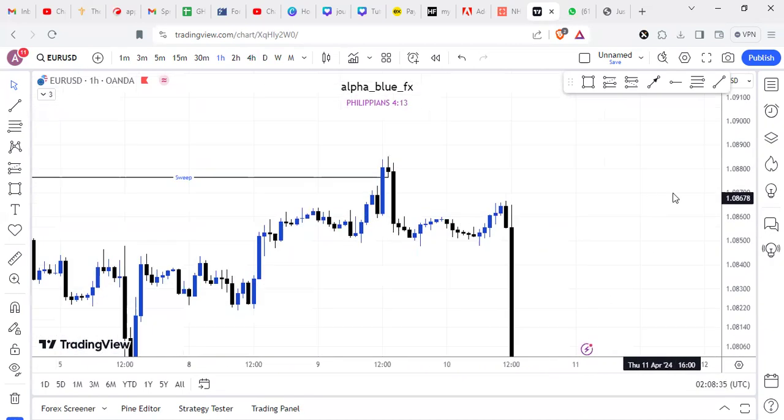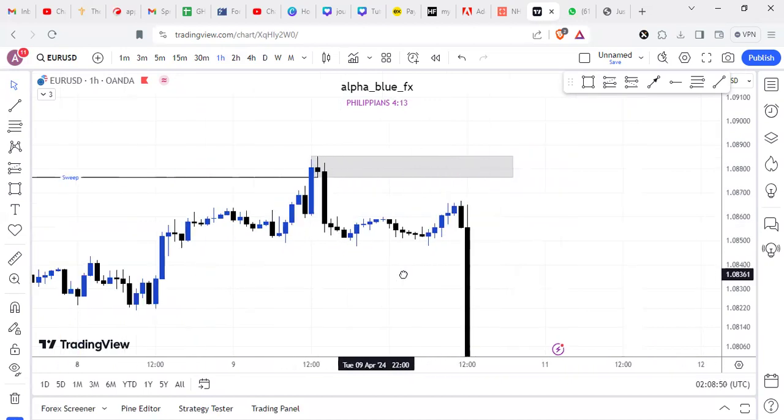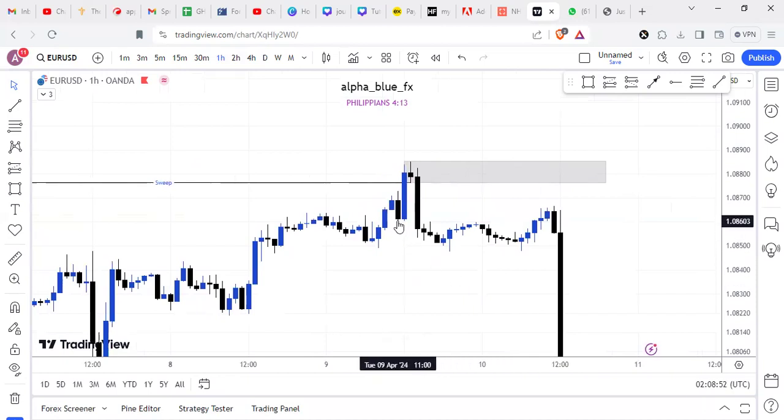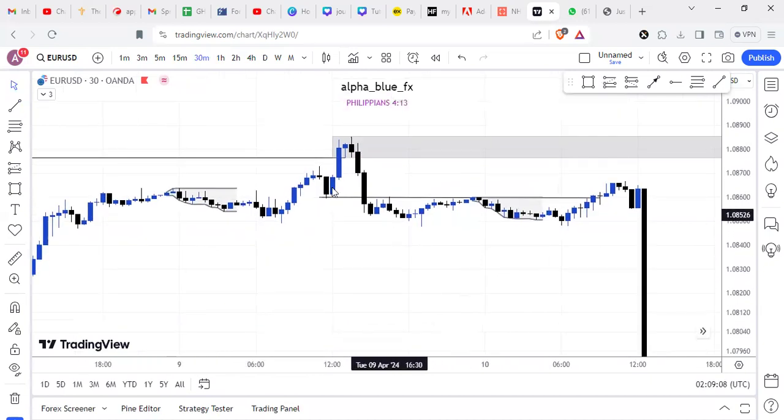Now, if you look at this 1-hour, what do we have that serves as point of interest? Number one, we have this order block, or supply area, right here, because this is the first area that gives us this strong sell, right? We have this supply area. Number two, we have this breaker block right here. Let me go down to the 30-minute and see what the 30-minute looks like. Well, still the same thing. We have the breaker block. We have the area of supply right here.